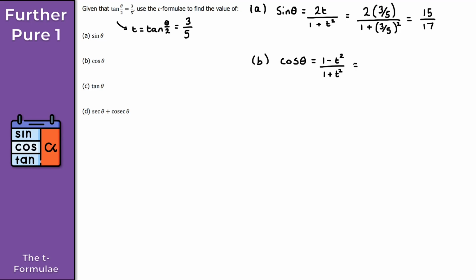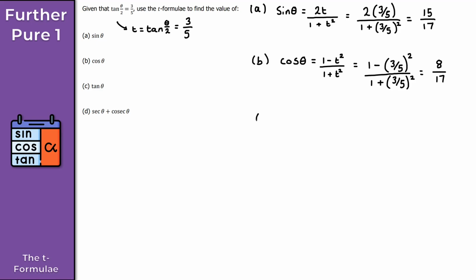Okay, again, just replacing any t's here with 3 over 5. So in that case then, what I get here is 1 minus 3 over 5 squared, like so. And that's all over then 1 plus 3 over 5 all squared. Again, just put this into your calculator here. And if you do that correctly then, what you should hopefully find here is we get 8 over 17. We get 8 over 17 there, and that gives us the solution to part B.